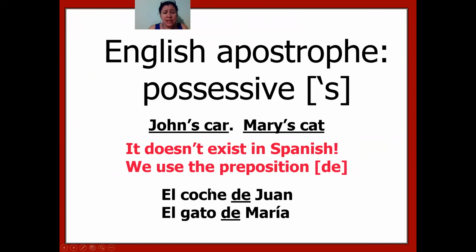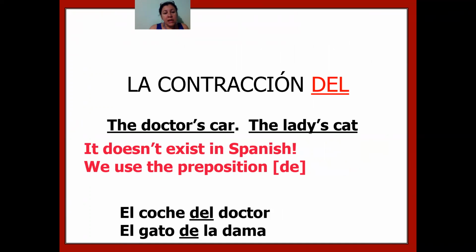So what happens instead is that we say it like the car of John, the cat of Mary. That's the pattern in English that is similar to the one in Spanish. El coche de Juan, el gato de María, okay? So when you think about John's car or Mary's cat type of pattern, switch to the car of John, and then you are going to end up in Spanish in good terms with the language, respecting the language. Now, here we have another way of the same apostrophe, but with the contraction, see?